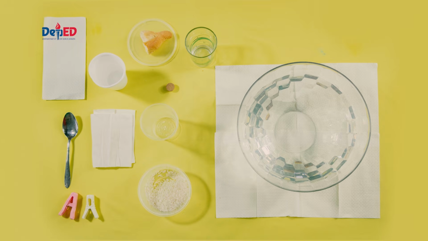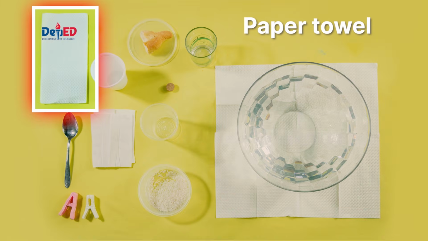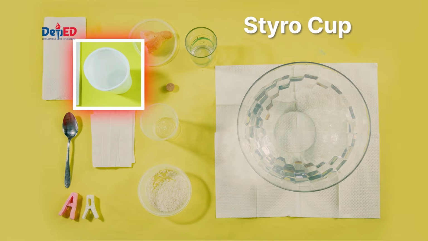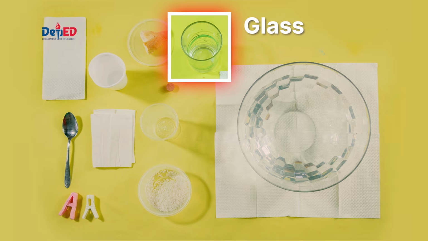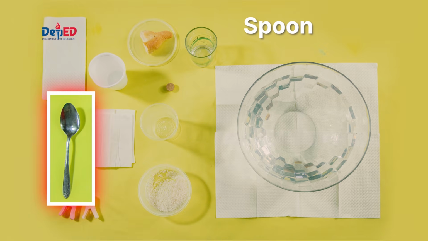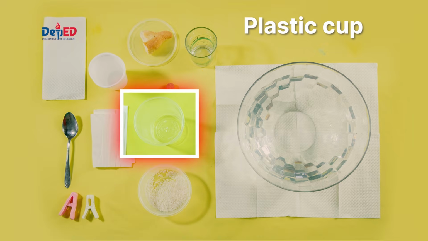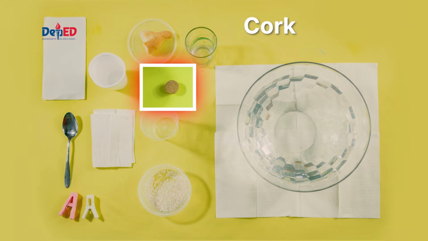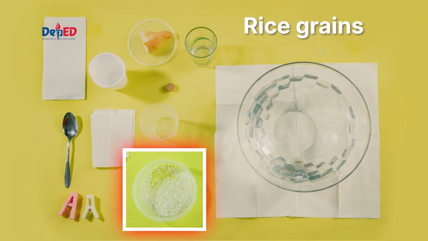For this activity, we will be using these different materials, namely a small basin that is 3/4 full with water, a paper towel, styro cup, piece of bread, glass, spoon, tissue paper, plastic cup, cork, clothespin, and rice grains.